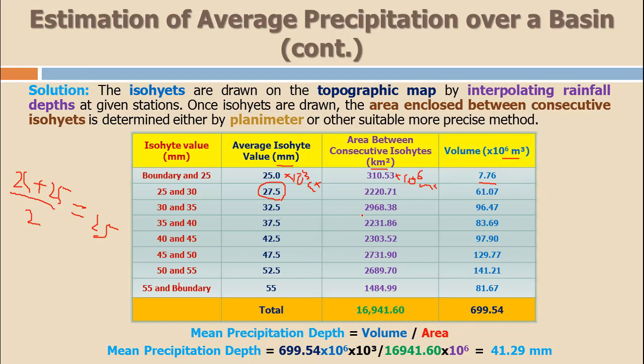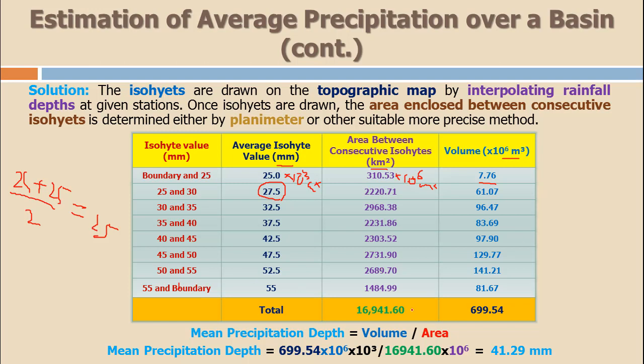Similarly, multiply all these two values to get this, and after multiplication finally add the segmental areas to get the total area, which is 16941.60 square kilometer, same as in the previous example. And the total volume is 699.54 into 10 raised to the power 6 cubic meter.